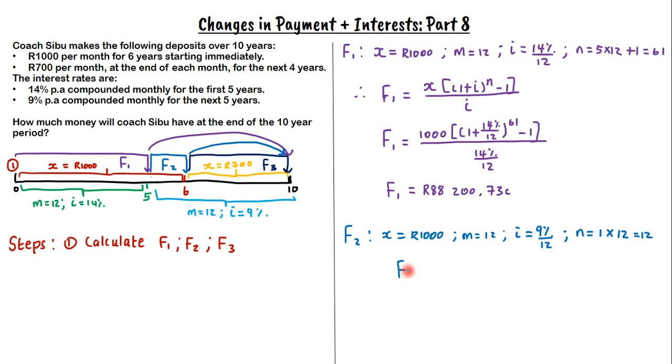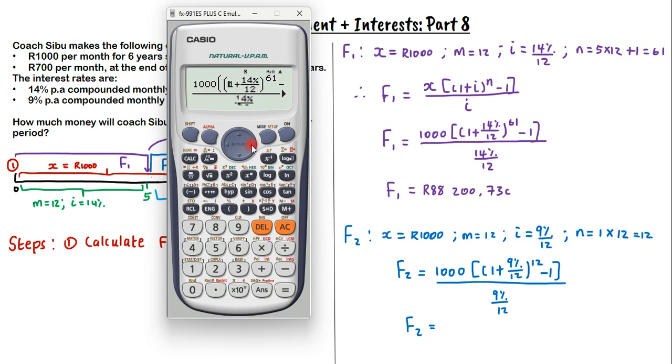Okay, so now to calculate F2 here, I won't have to write the formula again. All I have to do is substitute. So this means now we have 9% over 12 to the power of 12, minus 1, over 9% over 12. So now pressing this into our calculator, I'll just edit this because I still have the same formula. I just have different interest and different deposits in that period, which is 12 in this case, and I also need to remember to put in that one.